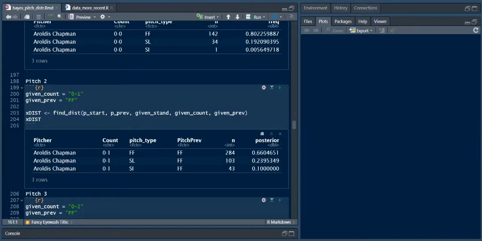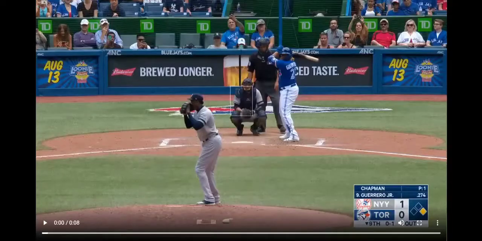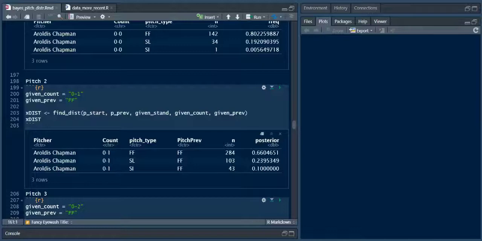So the given count now, sorry, let me come back over here. This is the next pitch, pitch number 2 of the at-bat. It's an 0-1 count, and the previous pitch was a four-seam fastball. Those are the two main parameters that we are giving to this model. Don't worry about anything else. That's not super important right now.